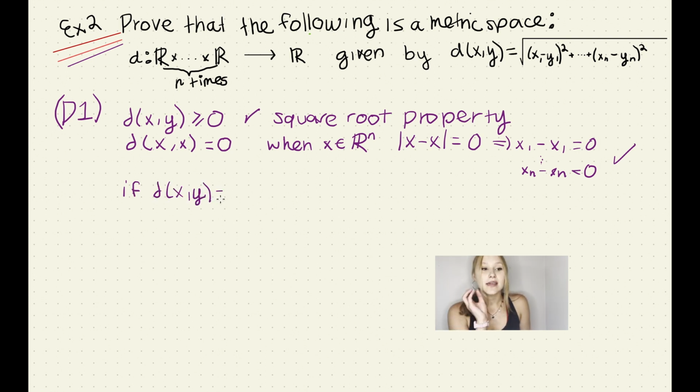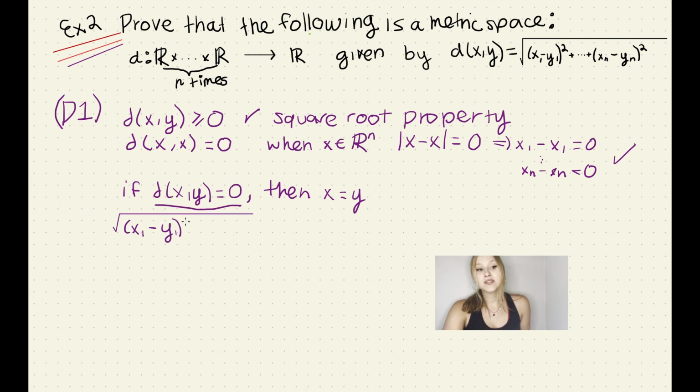So we're going to start with the if part. That is what we know. The distance between x and y is equal to 0 implies that the square root of (x1 minus y1) squared plus all the way up to (xn minus yn) squared is all equal to 0. I'm going to square both sides, and I'm going to get that (x1 minus y1) squared plus all the way up to (xn minus yn) squared is equal to 0.